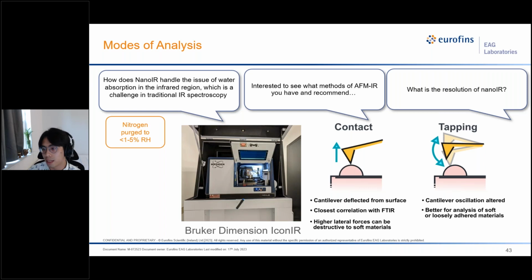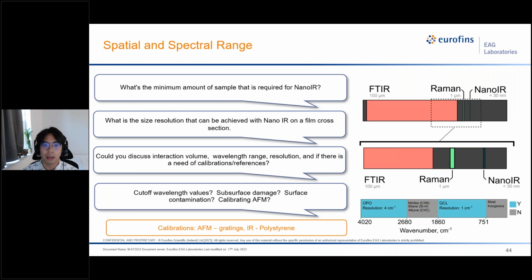The other mode we have is tapping, where you oscillate the cantilever and it intermittently touches your sample. So it's much less destructive. The signal we're detecting in this case is how the oscillation of the cantilever is altered as the sample absorbs the infrared light. This is much better suited for soft or very loosely adhered materials that might be destroyed or dislodged in contact mode.